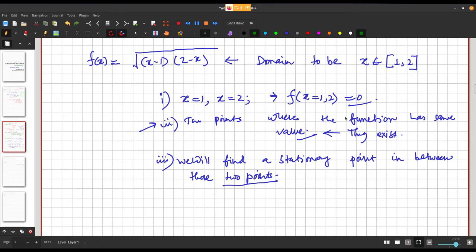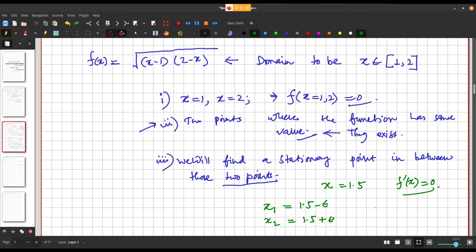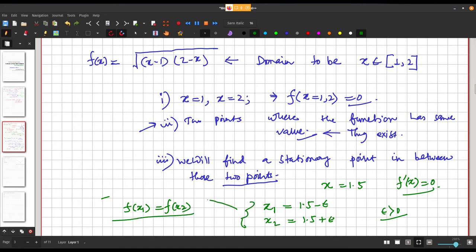We did a similar problem of calculating the derivative and equating it with 0 to find for which x the derivative becomes 0, and we will always find that for x equal to 1.5 this is 0, and for any pair of points x1 equal to 1.5 minus epsilon and x2 equal to 1.5 plus epsilon, where epsilon is greater than 0, we will find that f(x1) is equal to f(x2) for this pair of points. So Rolle's theorem is applicable for this domain.